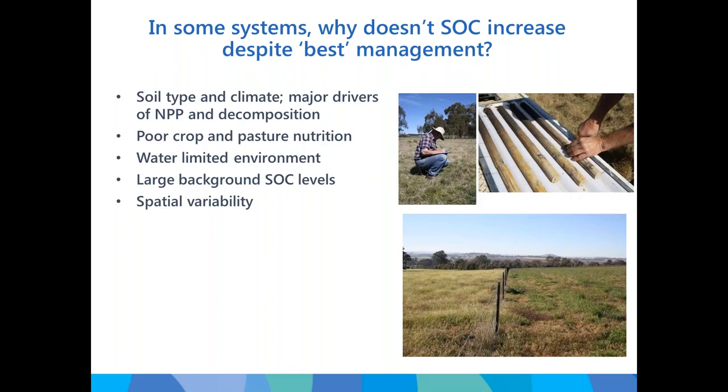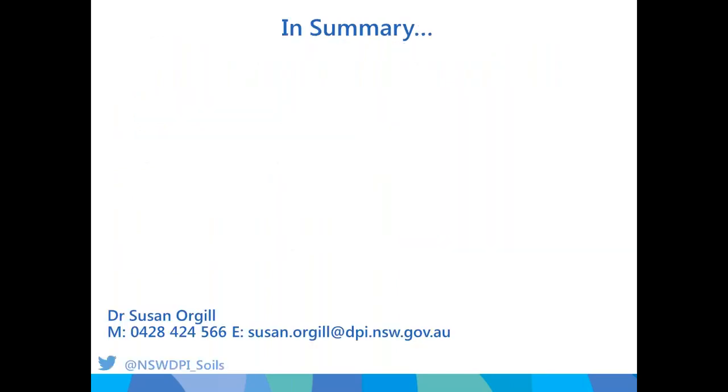If you've already got a huge amount of carbon under your healthy perennial pastures, then detecting that change may take time, or it may need to be a greater magnitude to actually detect change there. So just going back to the point that soil organic carbon is my life, and it's an important metric, but it's not the only metric.